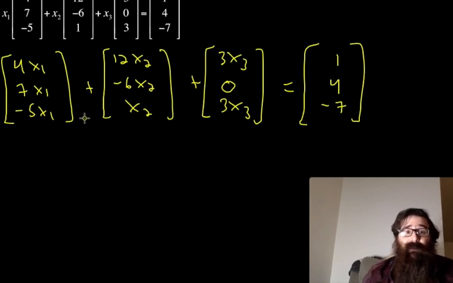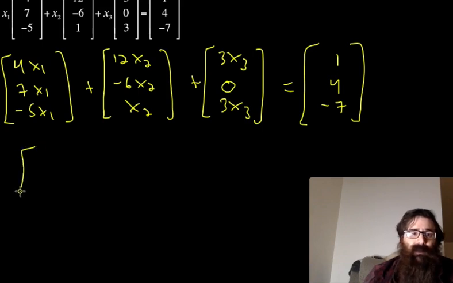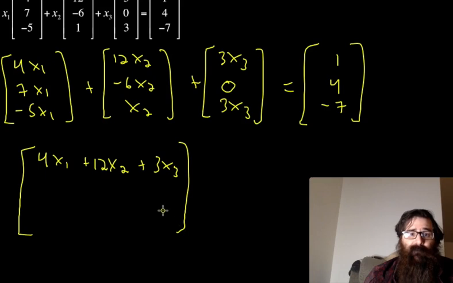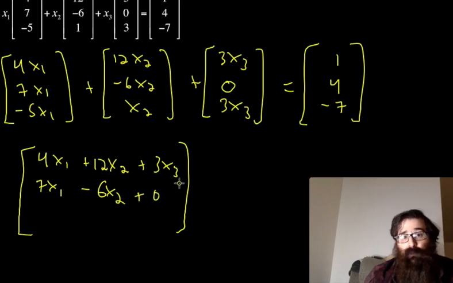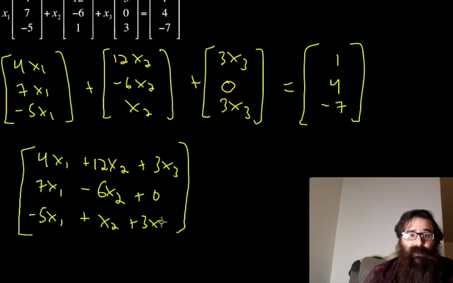Now what I want to do is think about adding these. We already talked about vector addition. I just want to add corresponding components. So I could write this left-hand side all as one vector. I could say 4x sub 1 plus 12x sub 2 plus 3x sub 3 is the first entry. The second entry would be 7x sub 1 minus 6x sub 2 plus 0x sub 3, if you want to write it that way. And the last entry would be negative 5x sub 1 plus x sub 2 plus 3x sub 3. And then this is equal to this vector 1, 4, minus 7.